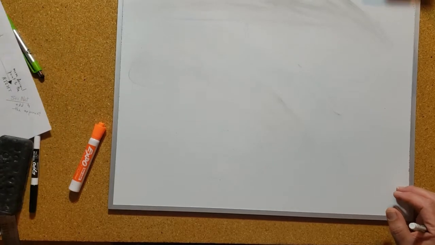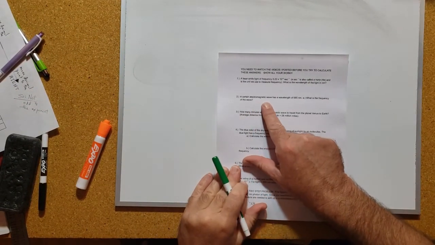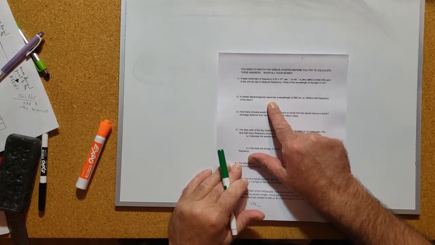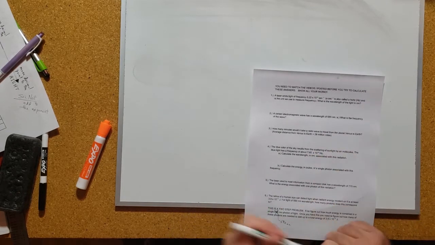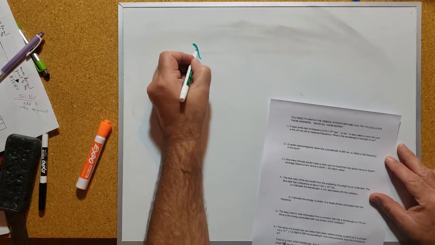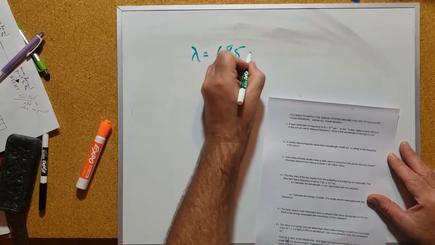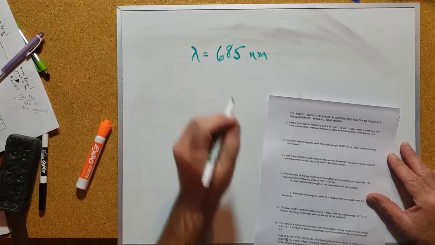Okay, all right, boys and girls. Problem number 2. A certain electromagnetic wave, or light wave, radiant energy, they all mean the same thing. A certain electromagnetic wave has a wavelength of 685 nanometers. So lambda, its wavelength, is 685 nanometers.